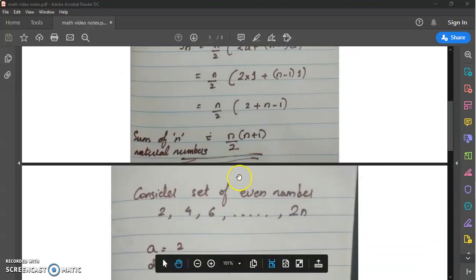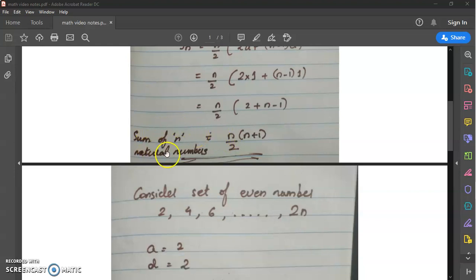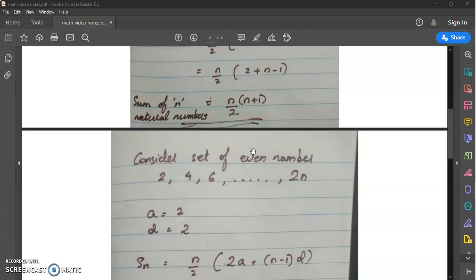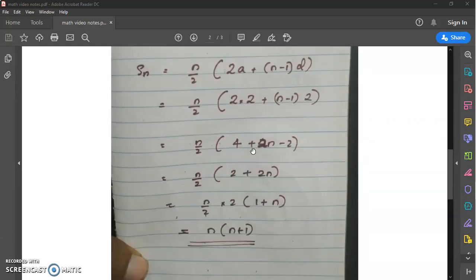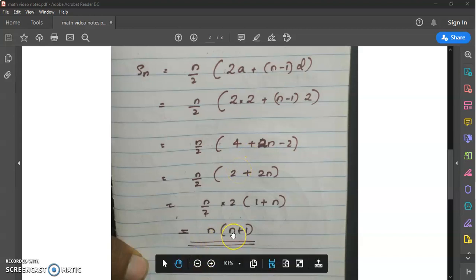So what did you learn here? We just learned two equations. First equation is to find the sum of first n natural numbers. Equation is n by 2 into n plus 1, by heart करना. And here is sum of first n even numbers is n into n plus 1. I hope this is clear to you.